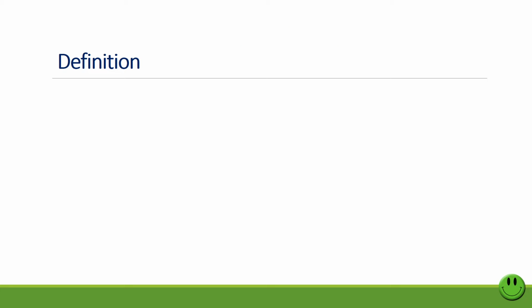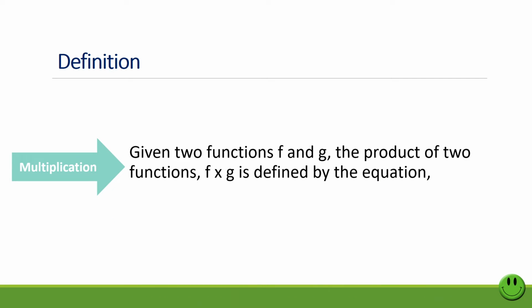Okay, here is the definition of multiplication of functions. Given two functions f and g, the product of two functions f times g is defined by the equation (f times g)(x) equals f(x) times g(x).